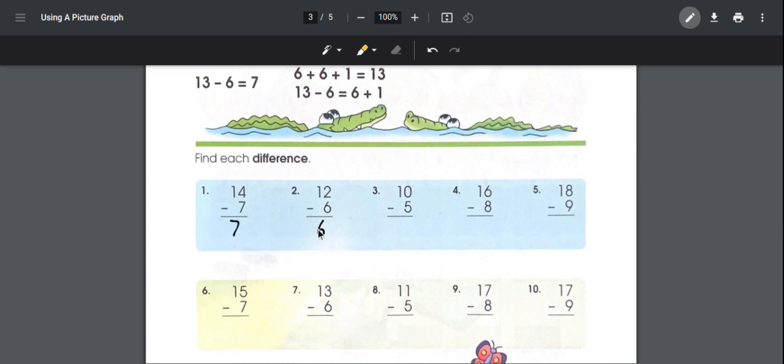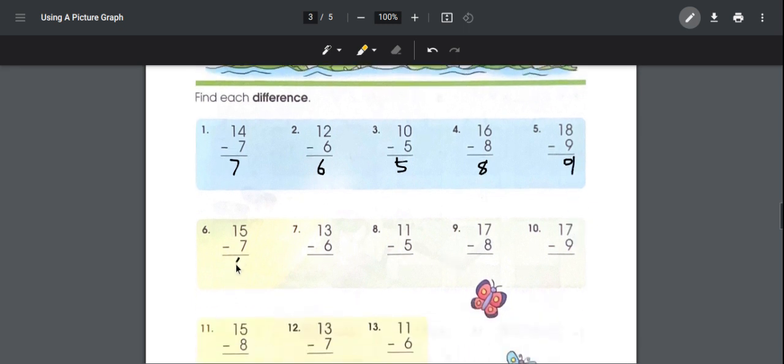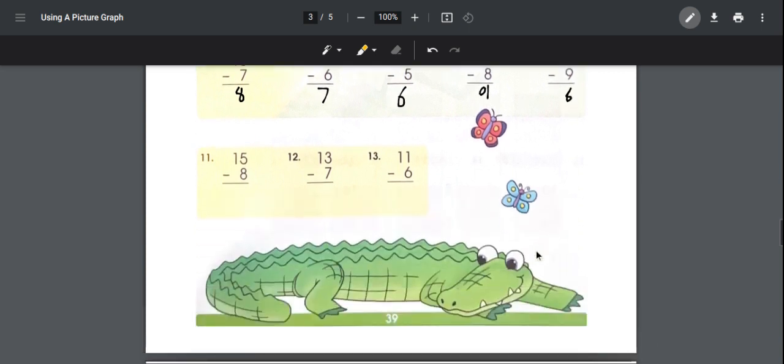So number 1, 14 minus 7 is 7. 12 minus 6 is 6. 10 minus 5 is 5. 16 minus 8 is 8. And 18 minus 9 is 9. Okay, number 6, 15 minus 7 is 8. 13 minus 6 is 7. 11 minus 5 is 6. 17 minus 8 is 9. And 17 minus 9 is 8.